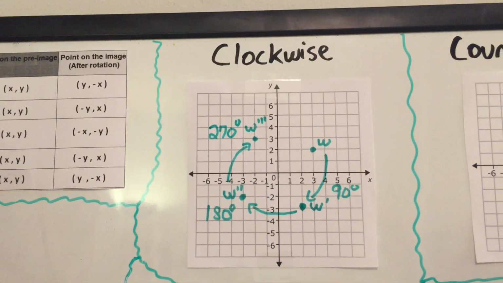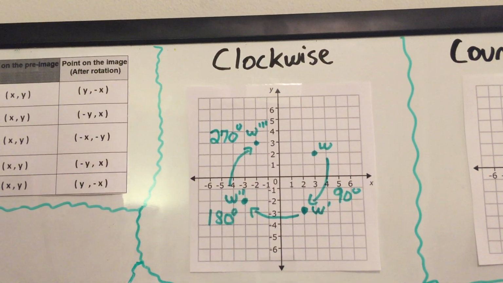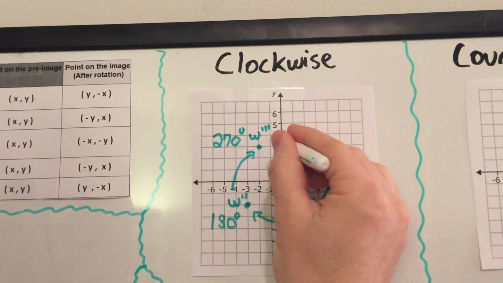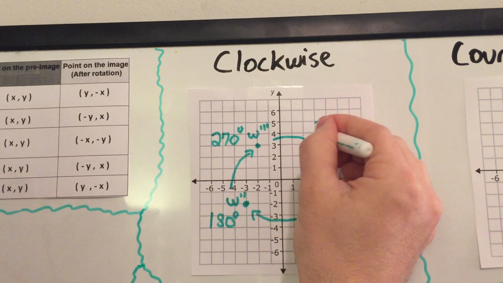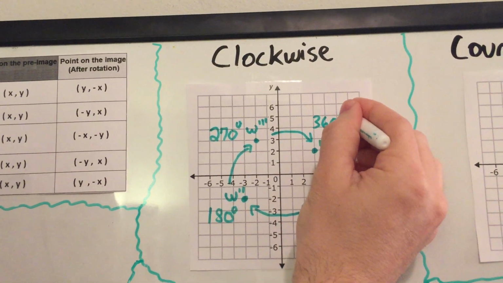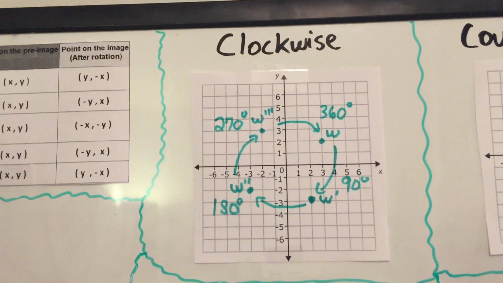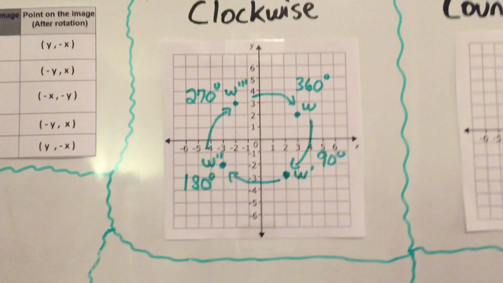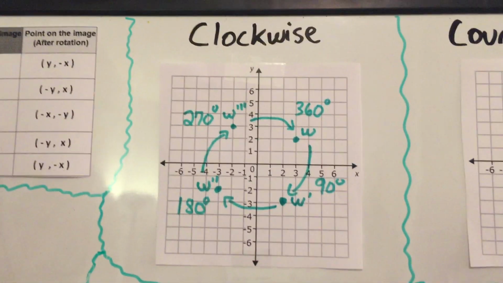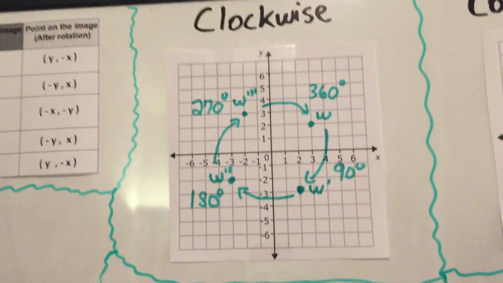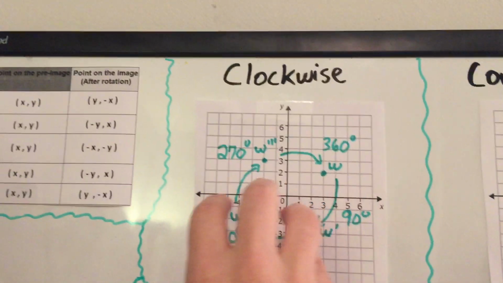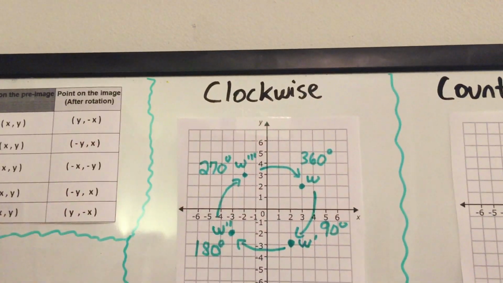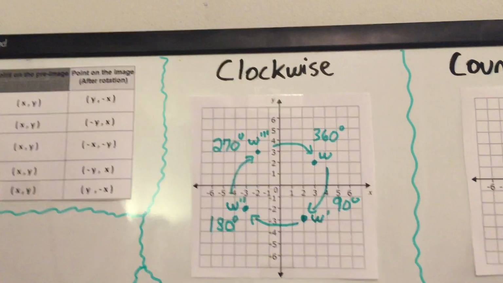Now, of course, if you wanted to go all the way around and get back to where we started, that would get us to 360 degrees right there. And that would be your clockwise movement. And so this is a way to kind of illustrate. The main thing you need to know is that each time you move a quadrant or rotate a quadrant, you're adding 90 degrees to that rotation.